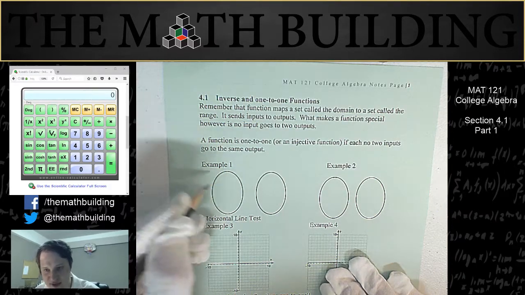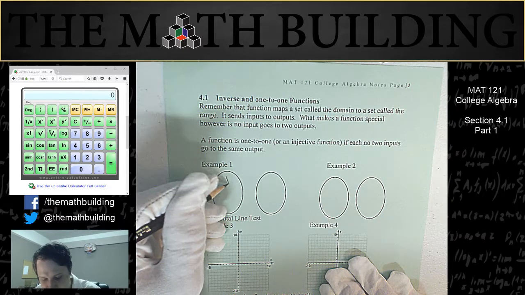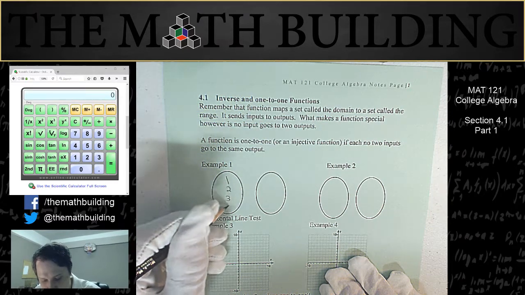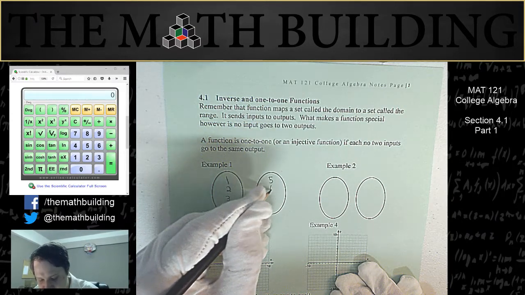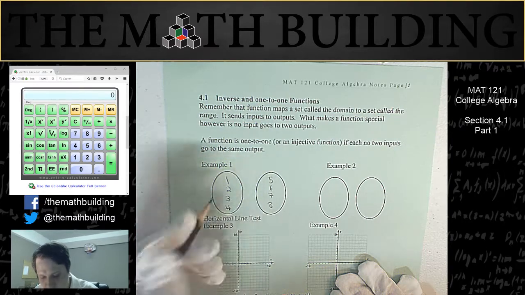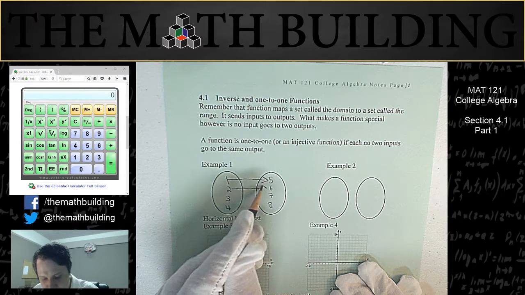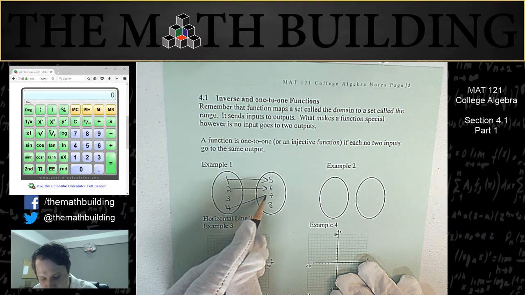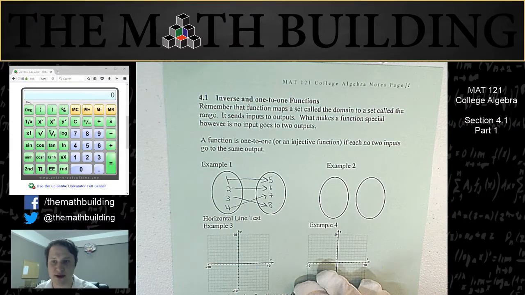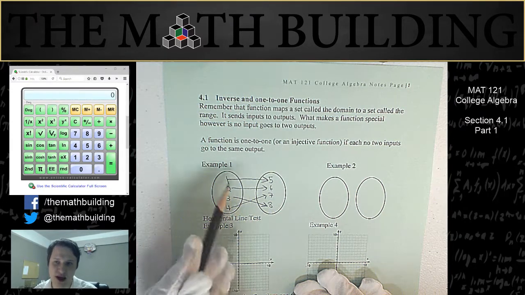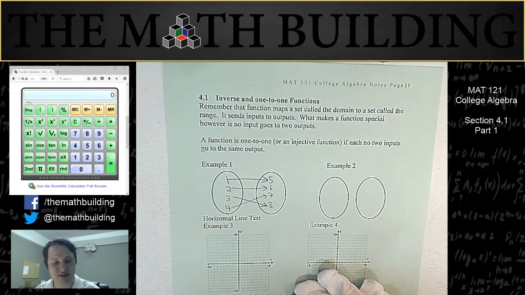Here is example one of a one-to-one function. Say I have four inputs, let's just call them 1, 2, 3, 4. And say I have some outputs, say 5, 6, 7, and 8. If each one of these only goes to a unique output, we say that the function is one-to-one. Even though these are crossing, that's okay. Every input is only going to one output, and that makes it one-to-one.